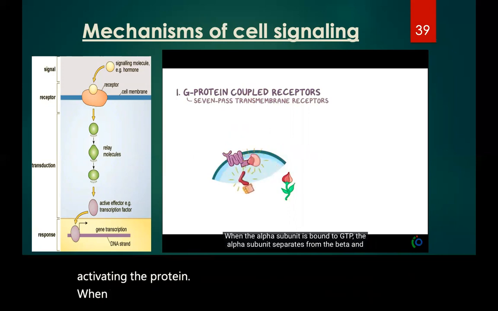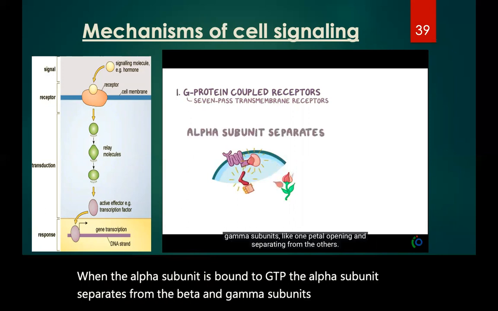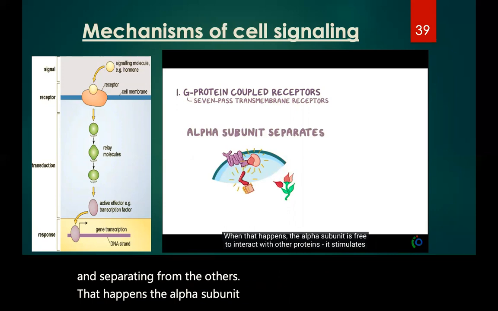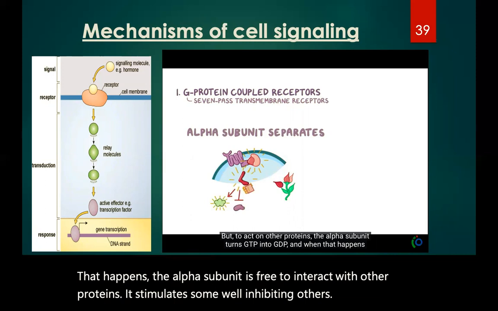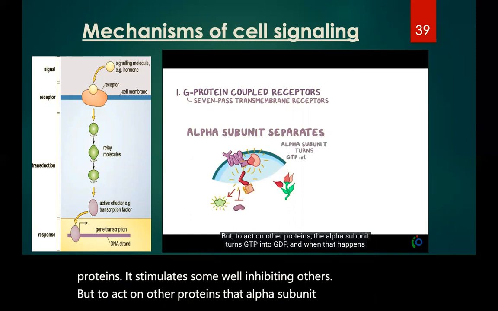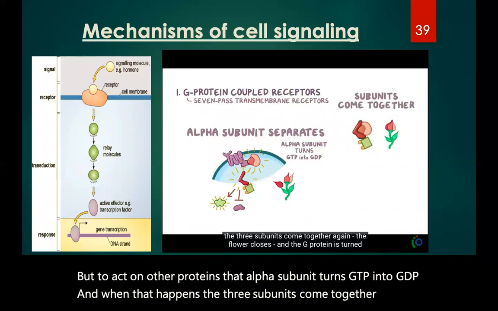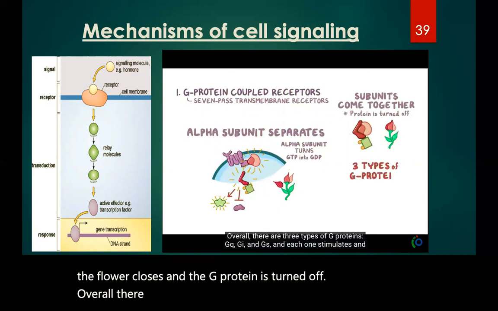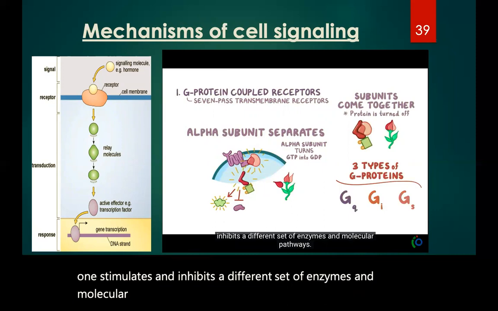When the alpha subunit is bound to GTP, the alpha subunit separates from the beta and gamma subunits, like one petal opening and separating from the others. When that happens, the alpha subunit is free to interact with other proteins. It stimulates some while inhibiting others. But to act on other proteins, the alpha subunit turns GTP into GDP, and when that happens, the 3 subunits come together again. The flower closes, and the G protein is turned off. Overall, there are 3 types of G proteins: GQ, GI, and GS, and each one stimulates and inhibits a different set of enzymes and molecular pathways.